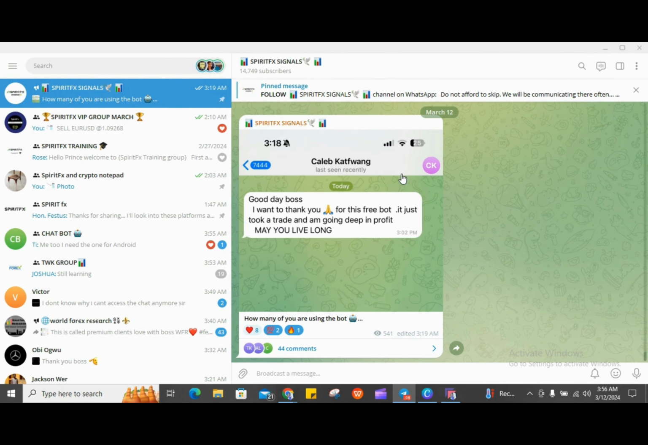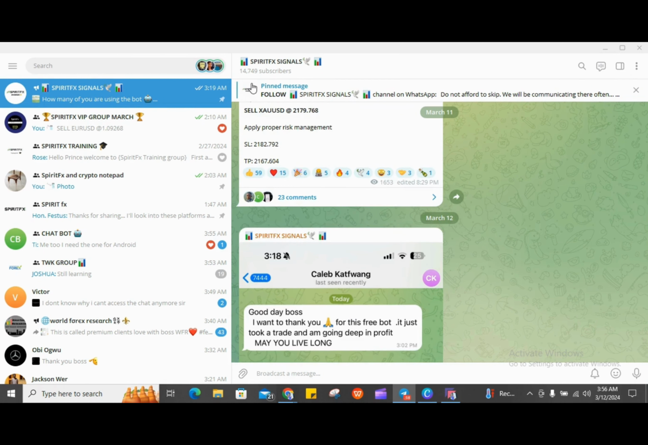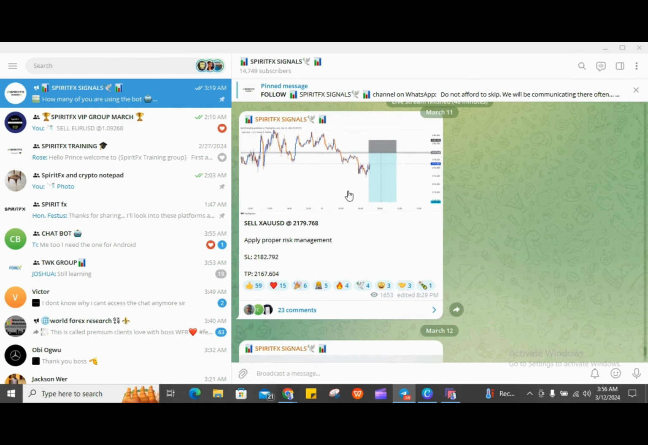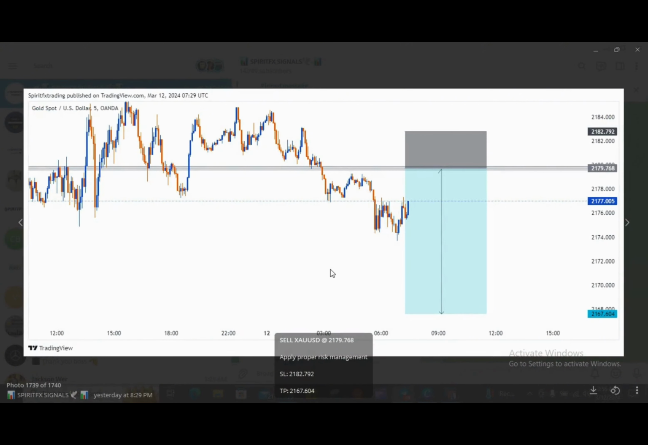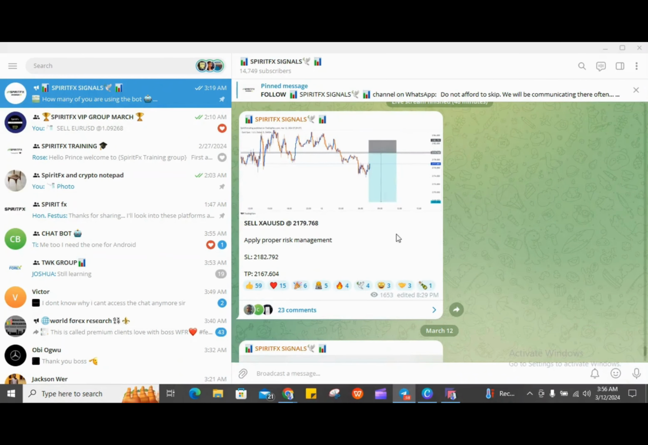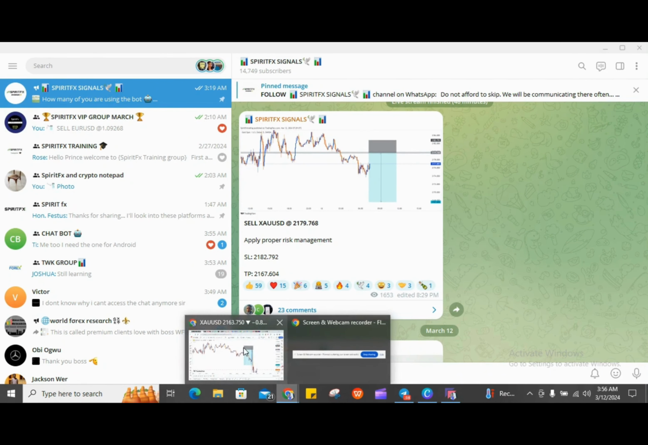Now this is my Telegram group, and I have over 14,000 subscribers. Now this is the signal. As you can see, I sent this signal this morning at about 8:29 a.m. Let's open the signal so you see. Look at it, it was a sell limit signal. I knew price was going to get to this point and fall. Do you understand? So let's go back to our chart.